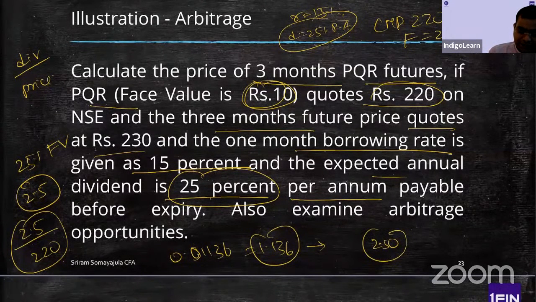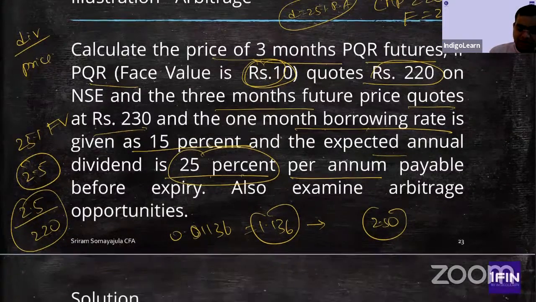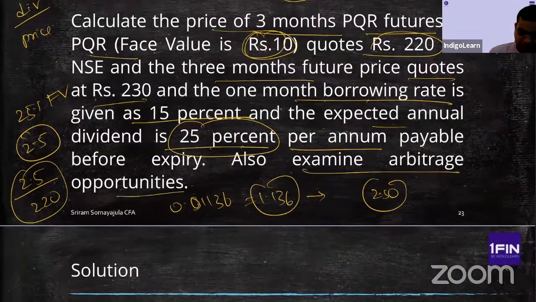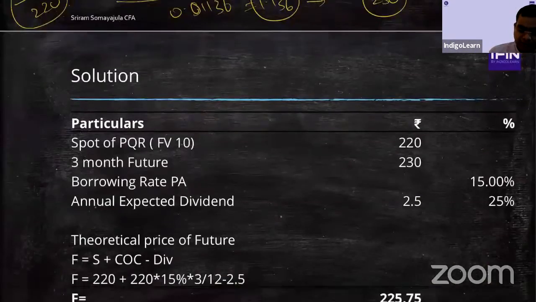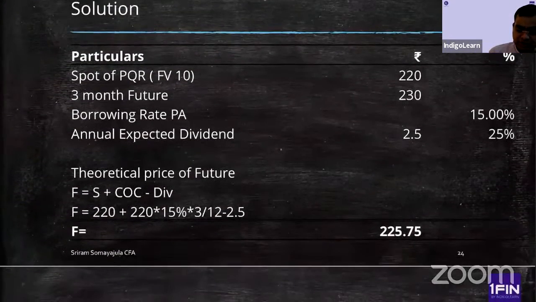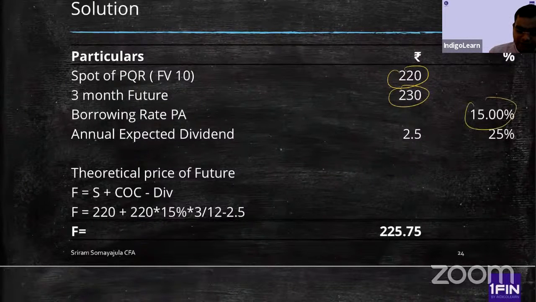So what are they saying? Calculate the price of a 3 months PQR future if it quotes at rupees 220 on NSE and 3 months future price is 230, and 1 month borrowing rate is 15%, expected dividend is 25%, payable before expiry. Also examine the arbitrage opportunities. So let us see. See, current spot is 220, 3 month future is 230, borrowing rate is 15%, expected dividend is 2 rupees 50 paisa, as I said.